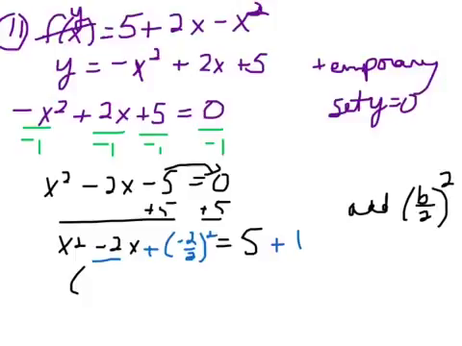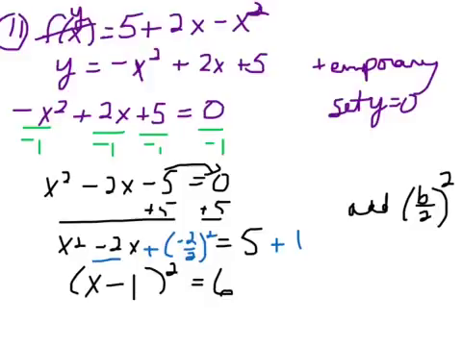Now what did that do? On the left-hand side, that created the perfect square, x, and then look inside the parentheses. What's there? Negative 2 over 2 was a negative 1. So it's minus 1. x minus 1 squared. And over here we get 6.